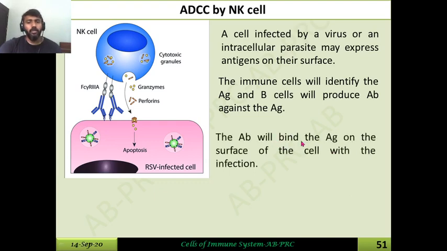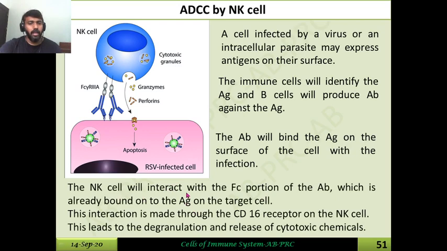Now this antibody will bind to the antigen on the surface of the infected cell. So this target cell with the antigen will be bound by these antibodies, which are produced by the B cells against these antigens. Fine. Now the NK cell will interact with the Fc portion of the antibody. These are the Fc portions of the antibody molecules, and this NK cell has certain receptors, what we call the CD16 or the Fc gamma R3 receptors. These receptors are complementary to this Fc portion of the antibody molecule.